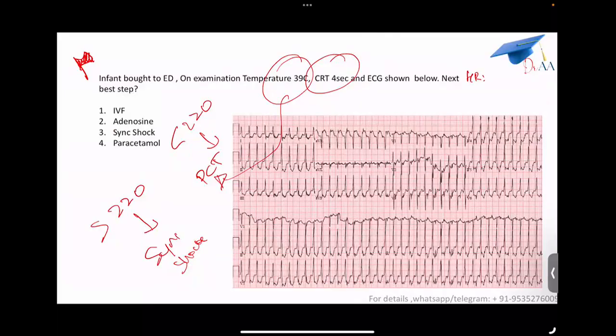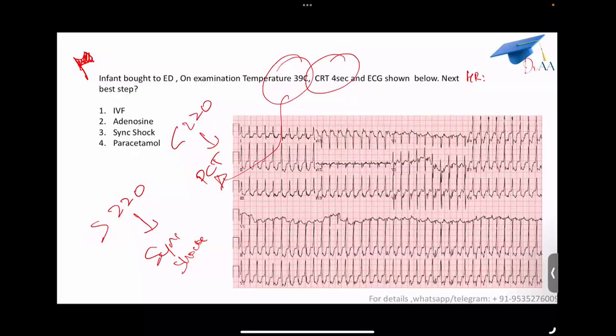So if the heart rate is more than 220, then adenosine cannot be given. Adenosine can be given if there is any delay in synchronized shock. In Google Forms, the answer you can use is synchronized shock.